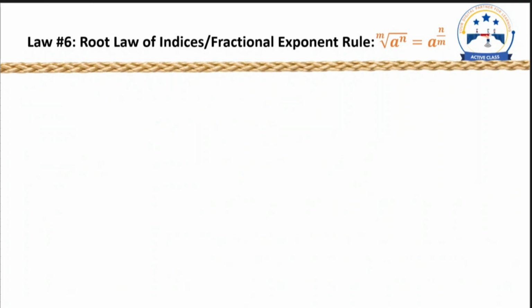The last law is the root law of indices, or fractional exponent rule. What happens if we get a fraction in the exponent? Let's again explore through an example. If you have 8 power 2 by 3, then 8 is 2 power 3, right? Here, which law can we use? We raise the power of a power, so we simply multiply the powers. So 2 power 3 times 2 by 3, and the 3 and 3 can be cancelled out. So you get 2 power 2, which is 4.